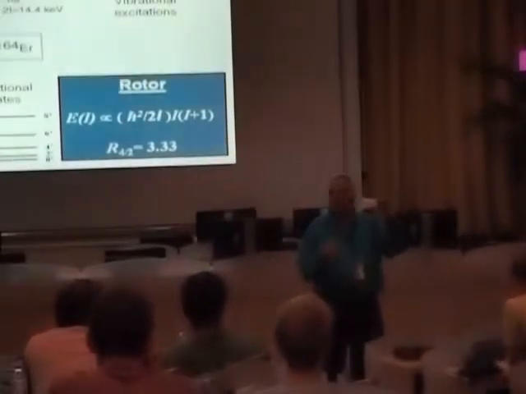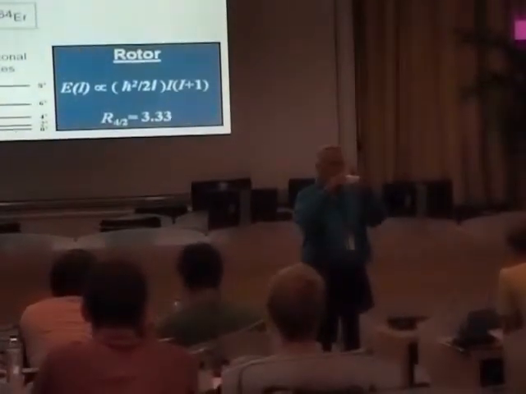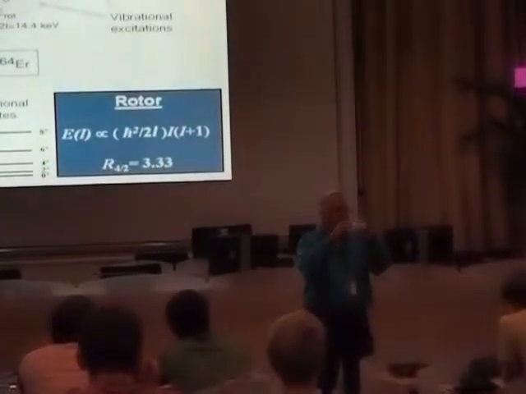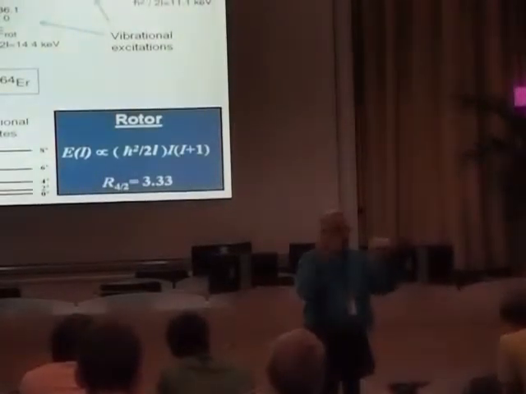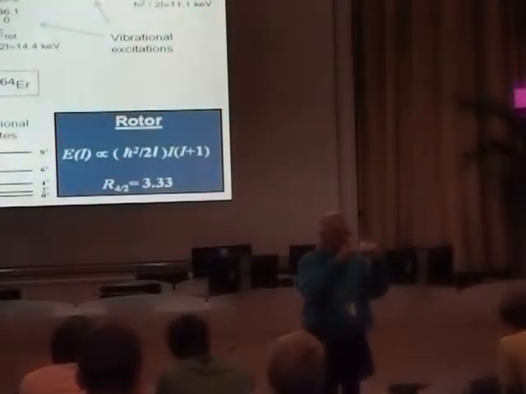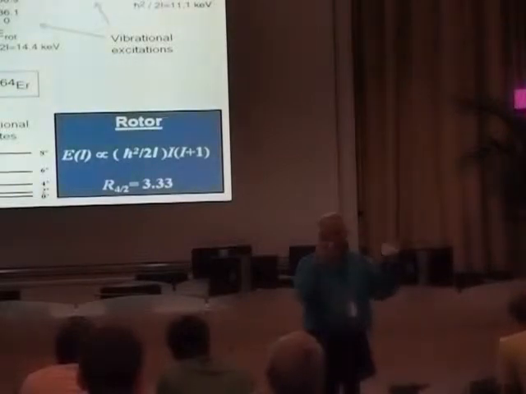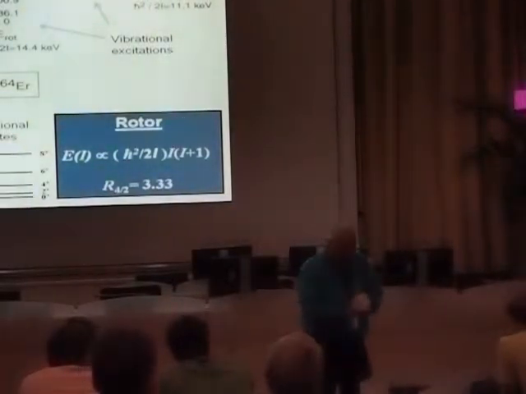So here's a deformed nucleus. Okay, it's not actually tapered, but okay. There are two ways it can vibrate. It can go out like this, and notice that there's no angular momentum associated with that. The other thing it can do is go like this.